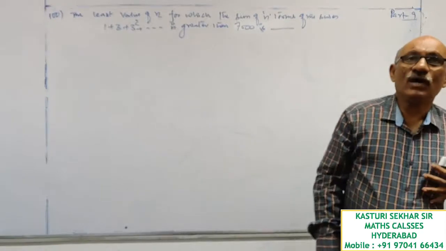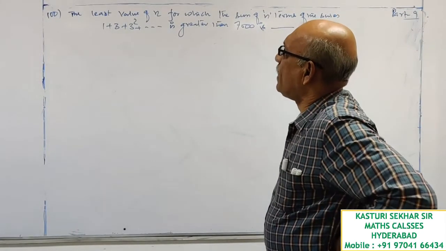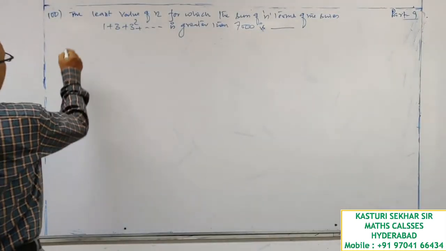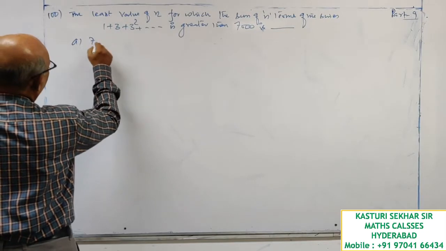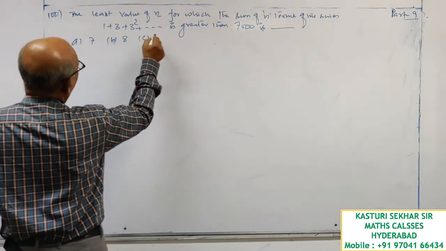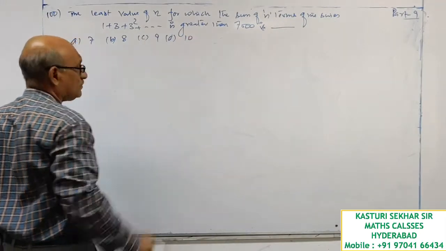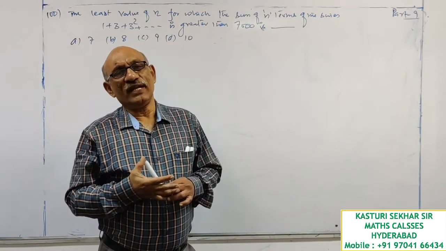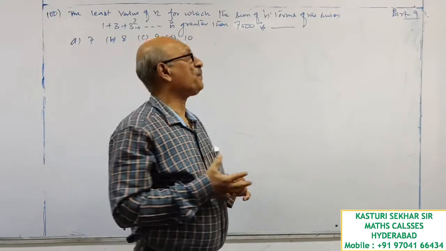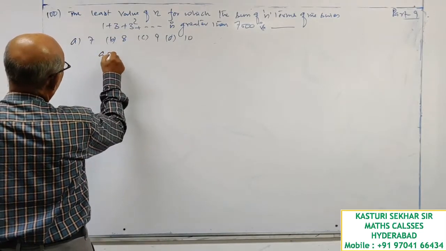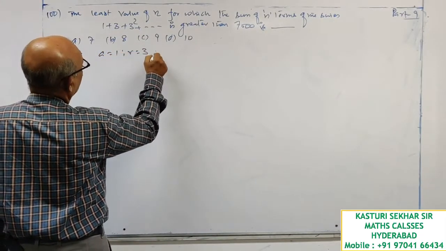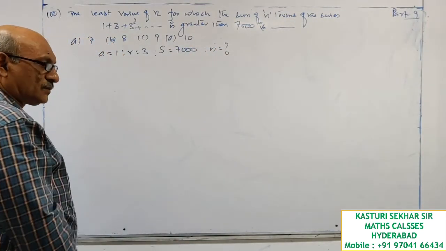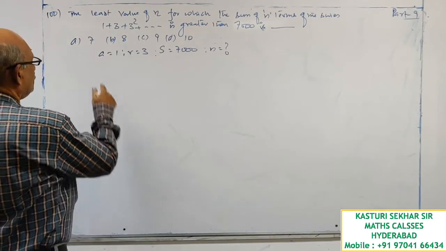Have a look at the question, sir. You have to find the least value of n. So let me take the help of options. Writing the options in ascending order: option A 7, option B 8, option C 9, option D 10. Now let us see: a is equal to 1, r is equal to 3, S is equal to 7,000, n is equal to question mark.